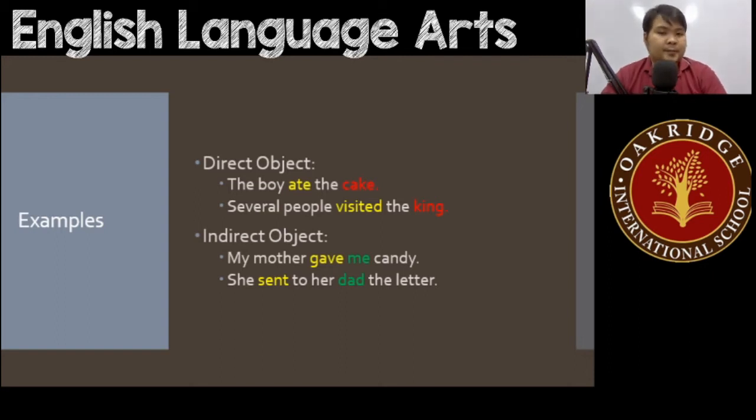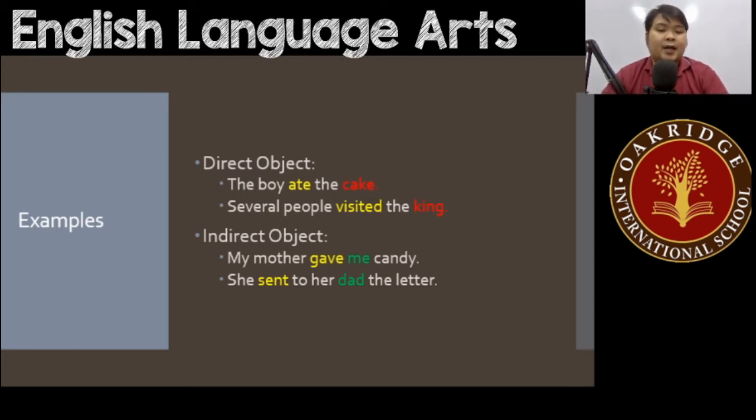How about indirect objects, right? This is how it works. So in the indirect object, the third sentence we have, my mother gave me candy. Gave is your verb again. Gave what? Candy. That's your direct object. Gave candy to whom? Me. Therefore, that's the indirect object.